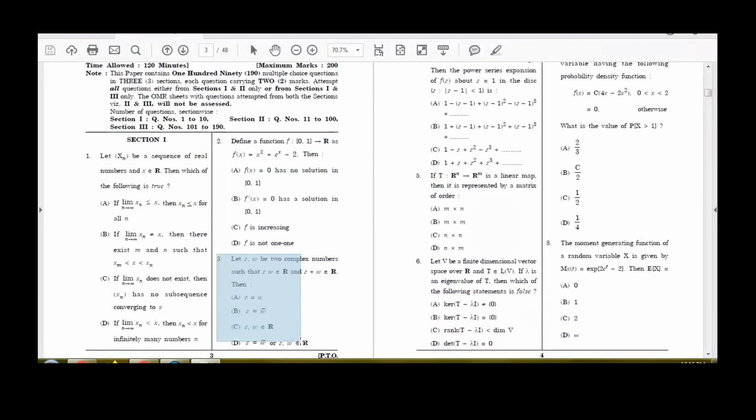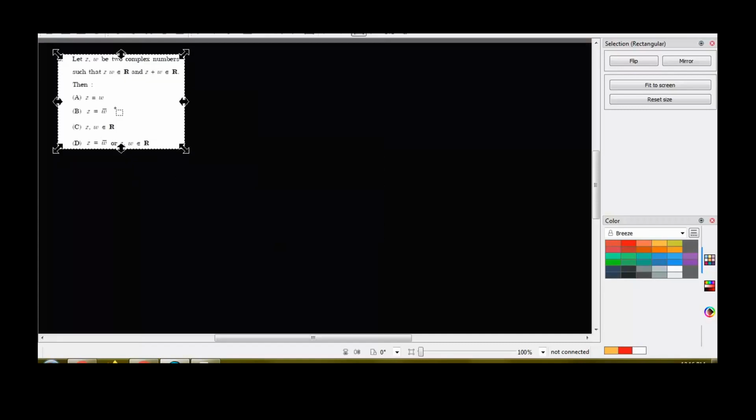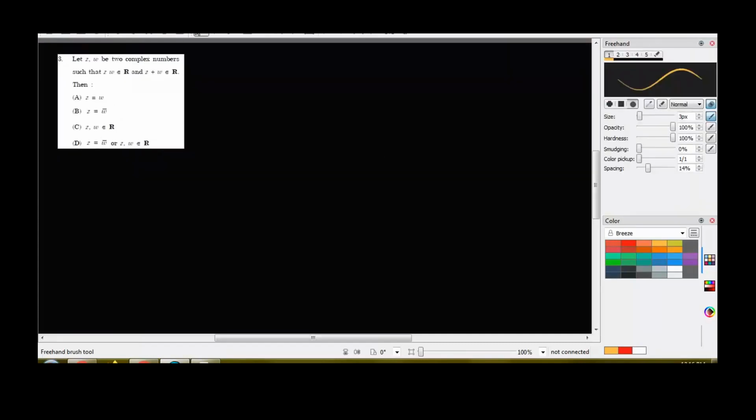Let's take the third question. The third question is based on complex numbers. Here we have two complex numbers, Z and W, and it is given that the product of these complex numbers is real and the sum also is real. That means there is no imaginary term in the product and the sum, and we have the options. This is possible when Z is equal to W, Z equal to W conjugate, Z comma W belonging to R, and Z is equal to W conjugate or Z comma W belonging to R.